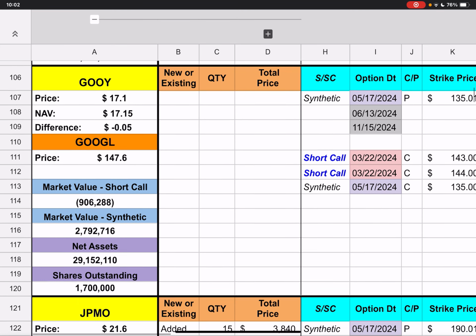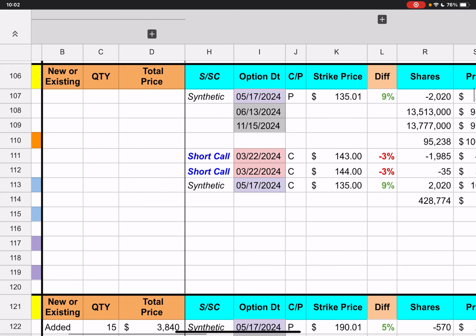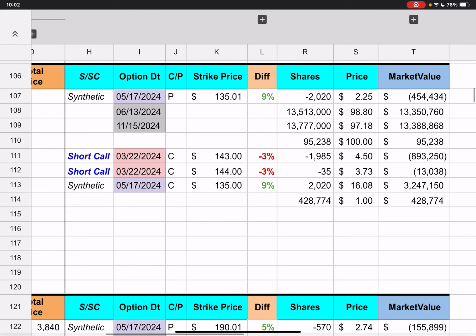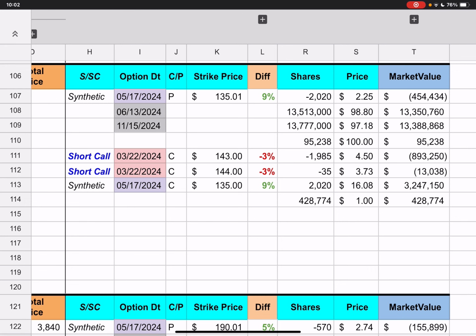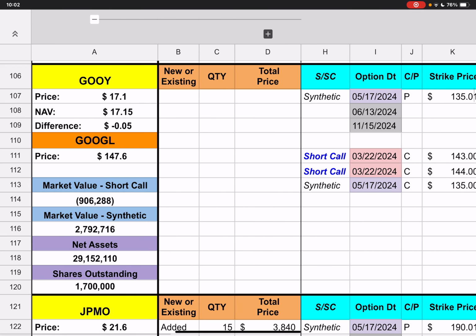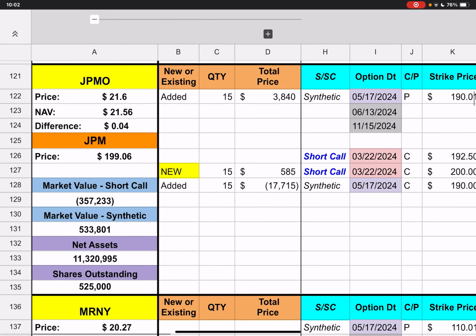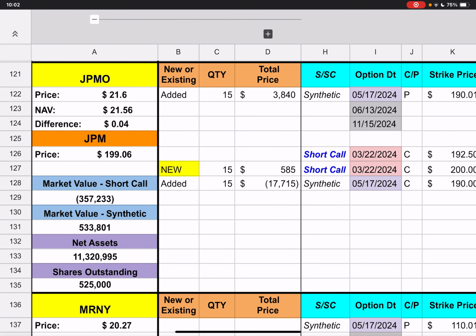If we move on to GUI, it closed at 17.10. Alphabet closed at 176.60. Have no trades to go over, two short calls that expire tomorrow, 143 and 144, and we are over both of those strikes. So if we had to close today, it would have cost us $906,000 to close those out. We'll see what happens tomorrow.